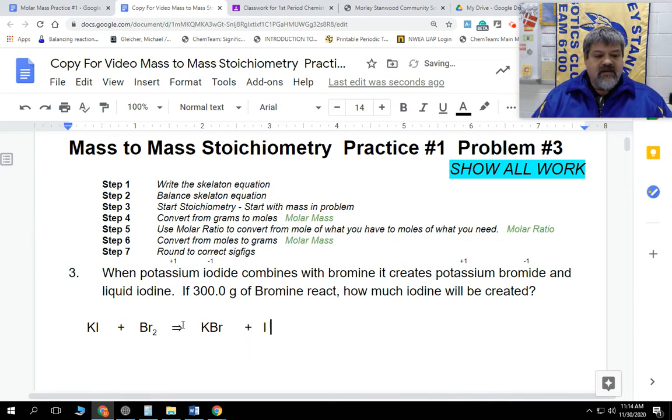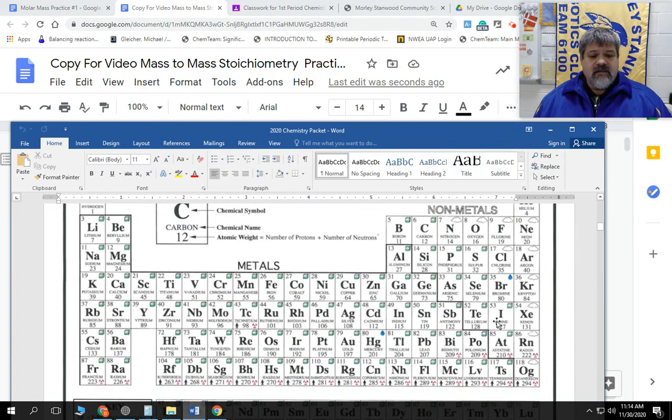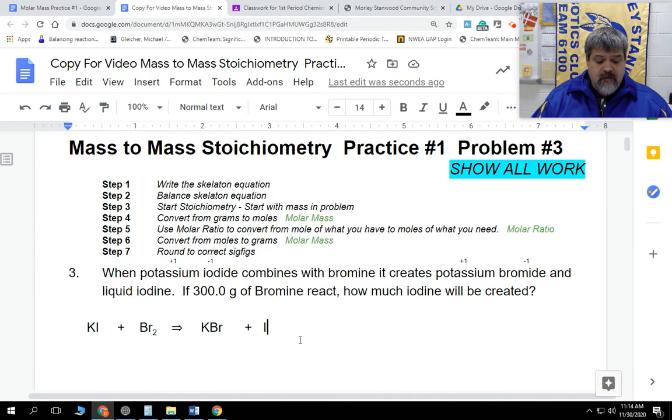Now you can't just leave it as that. We have to make sure, is it diatomic? That's the thing. So is iodine diatomic? Again, I know what it is. It's in 7A. There's our 7 plus the hydrogen. So iodine is diatomic. So let's go ahead and put our diatomic there. So now we have our unbalanced chemical equation. Now all we have to do is balance it.